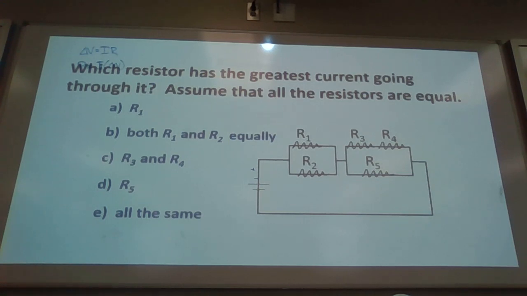You have less room for R3 and R4. So it's a 2 to 1 ratio. So R5 is going to get 2/3. But R3 and R4 are the same, because they're the same resistance.